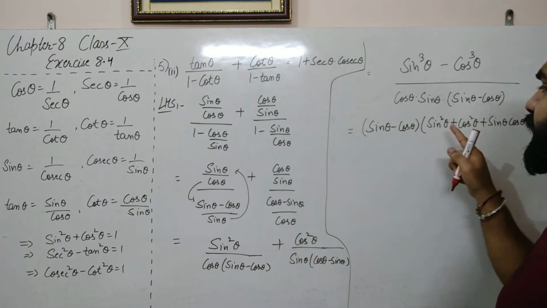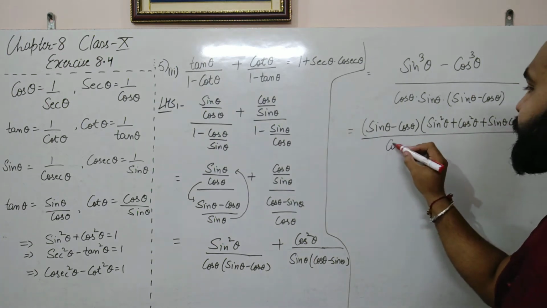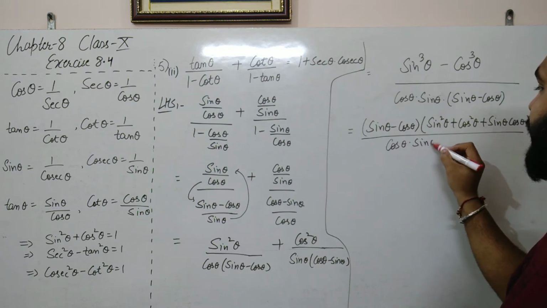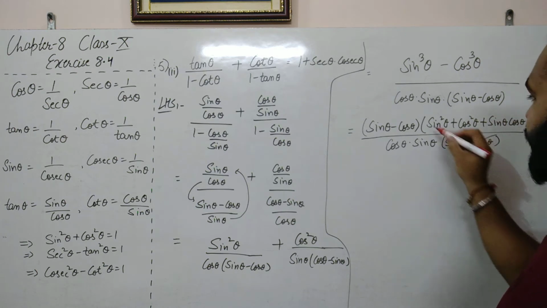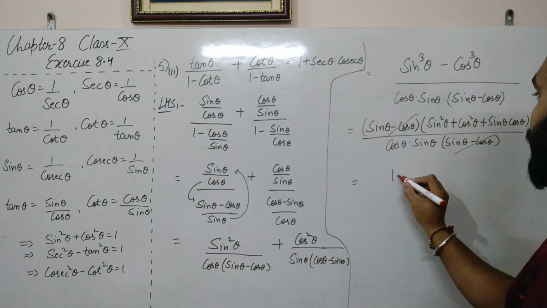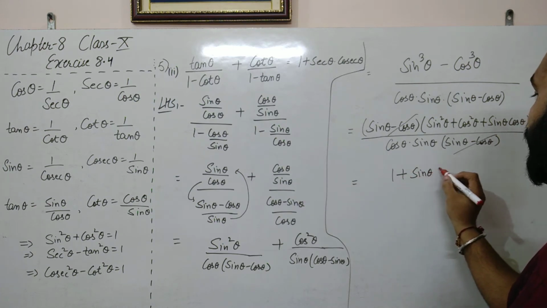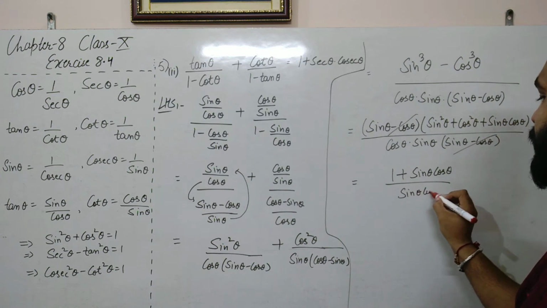A minus b, a square plus b square plus ab divided by cos theta sin theta minus cos theta. This factor will cancel out. This will be sin square plus cos square is 1. So 1 plus sin theta cos theta divided by sin theta cos theta.